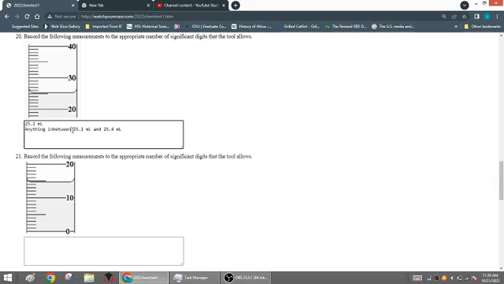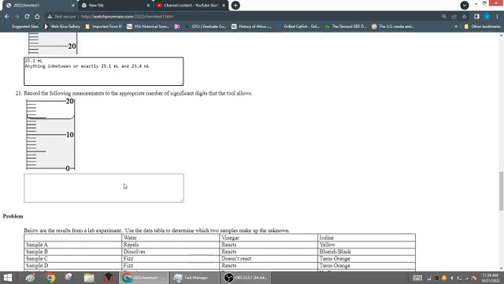I should say in between or exactly 25.1 and 25.4. Remember, we call this last digit an uncertain digit. So within there is a range of certainty, and that's the range. If you put anything in between or equal to these, that's a correct answer.